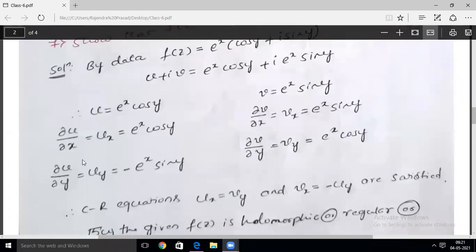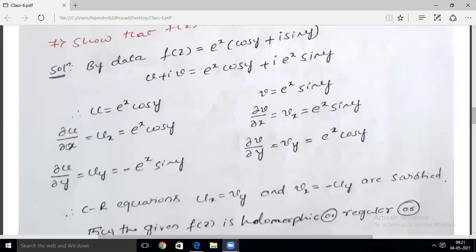Again with respect to x and y, the v function with respect to x and y, the u function with respect to x and y. With respect to x, y is treated as a constant, so cos y is kept as it is. The derivative of e power x is e power x.